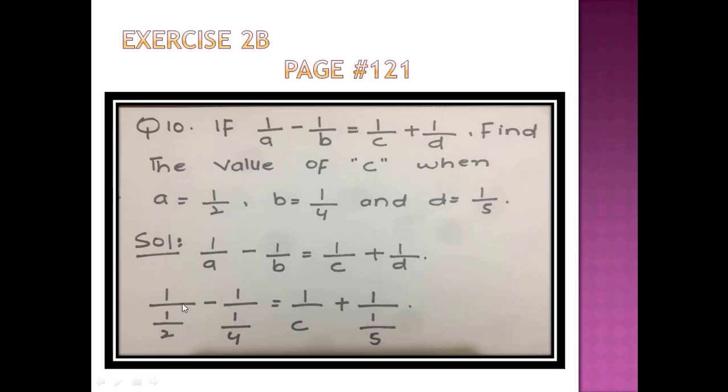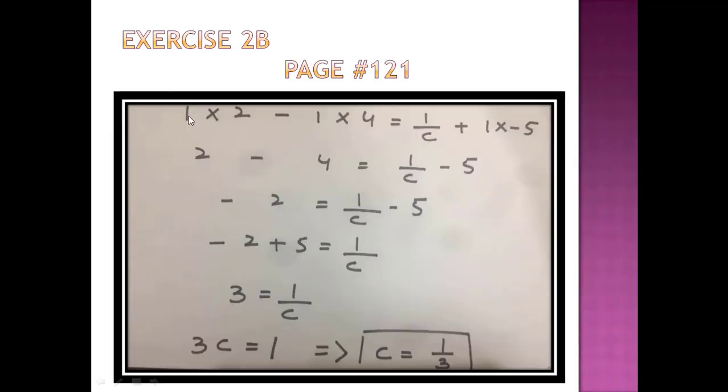But in math rule we don't write two fractions in one equation. So we shift this 2 over here. If we shift, then we get what? 1 multiplied by 2. In the denominator we have a 1, but we don't write a 1 in the denominator, so no need to write a 1 over here. Minus 1 over 4 is equal to 1 over c plus 1 multiplied by minus 5. Now if we multiply these values, then we get 2 minus 4.